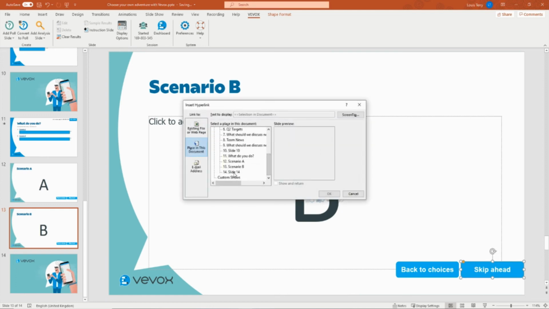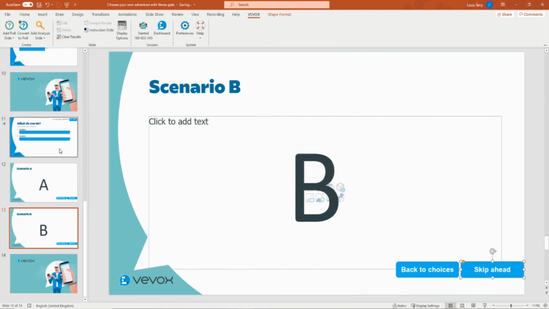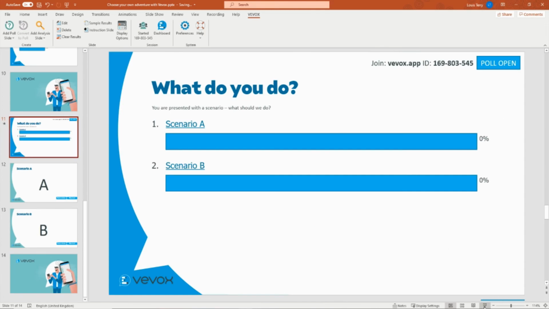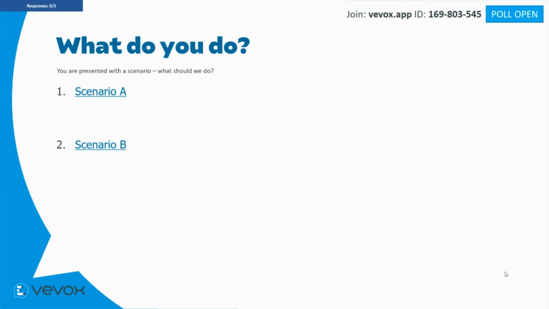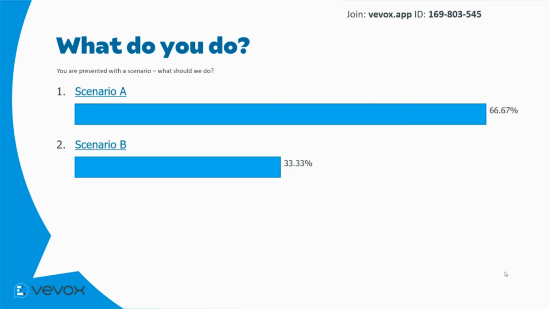All that's left for us to do now is actually run our poll. So if we pop it into slideshow mode and we open our poll, we just wait for the results to come through. And then when they appear on the screen, we know where we want to look at first. So in this scenario, we'll choose option 1.